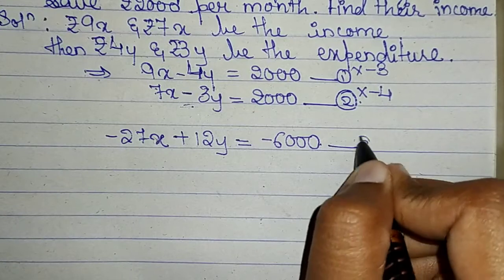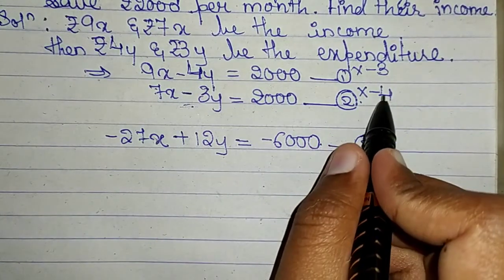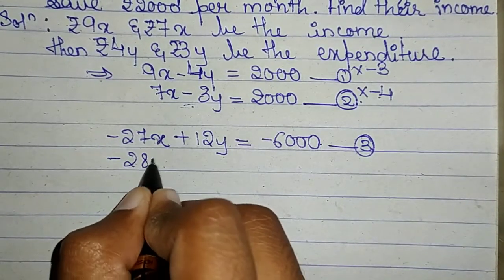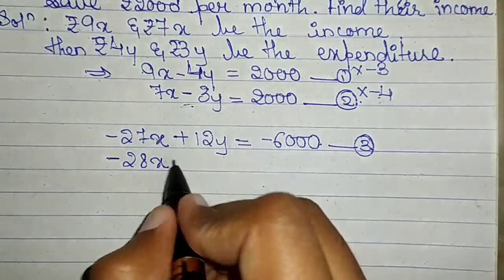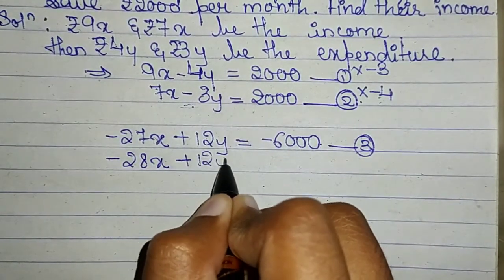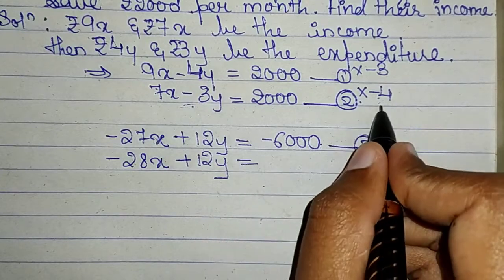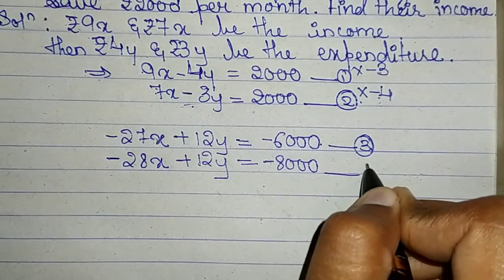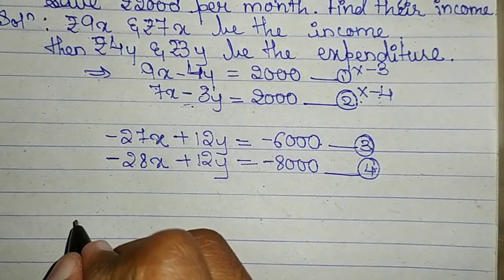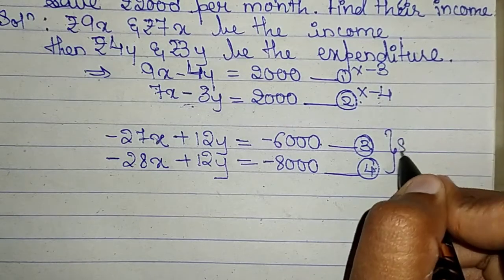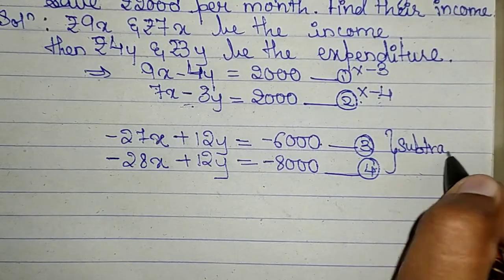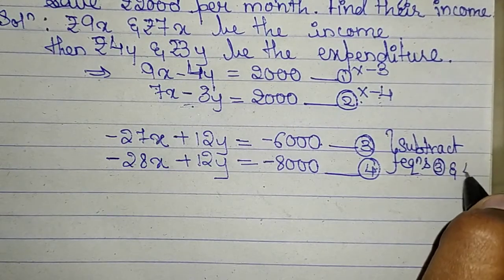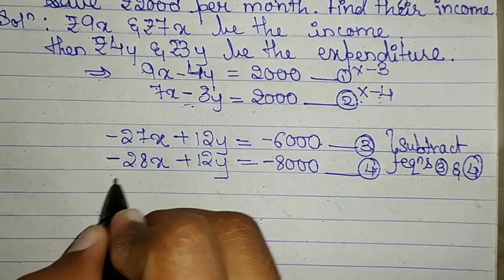This is our equation 3. Similarly, the second equation, -4 into 7 is -28x, -4 into -3 is plus 12y, equal to -4 into 2000, which is -8000. This is our equation 4. Now subtract equations 3 and 4.